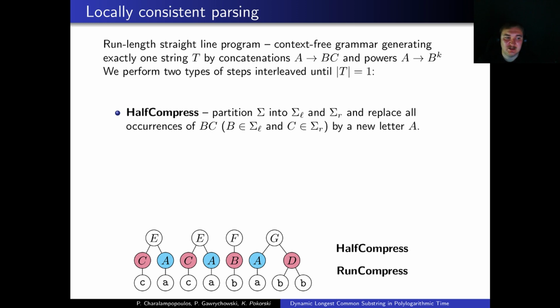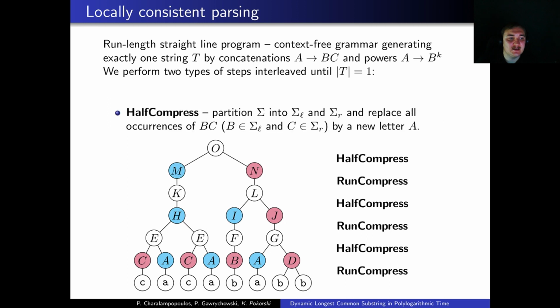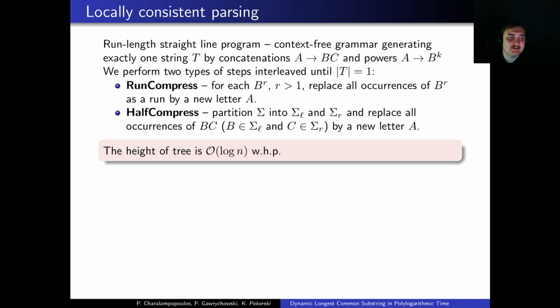expressed with E that produces CA. And we continue this process further up. So this will create a context-free grammar, and this generates only this one word. So now the nice property of this is that the height of this parsing is only log n with high probability.